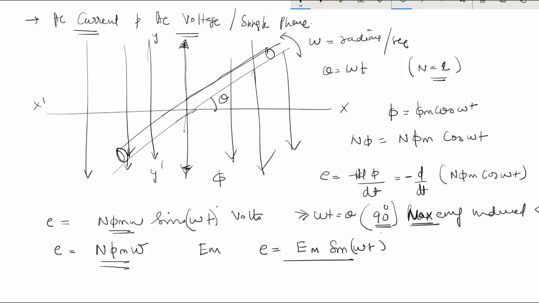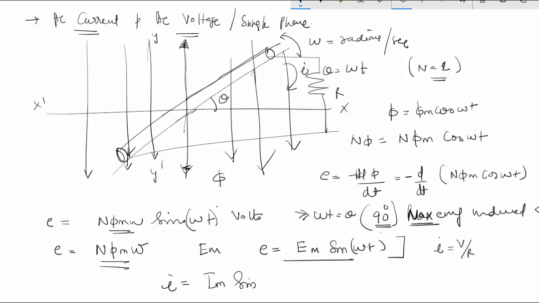Now if you are considering a resistive load, considering that this coil is connected to a resistance of R, current will be flowing which is I, and the current I is equal to V by R, so I is equal to Im sine omega t, and Em divided by R is equal to Im.